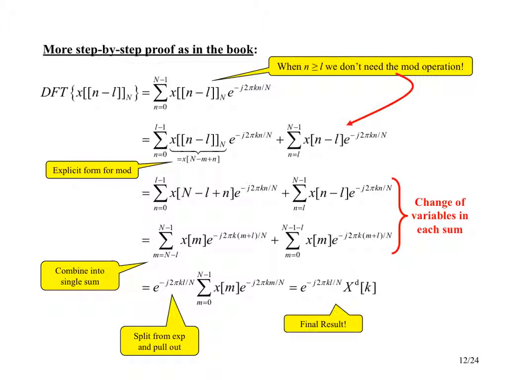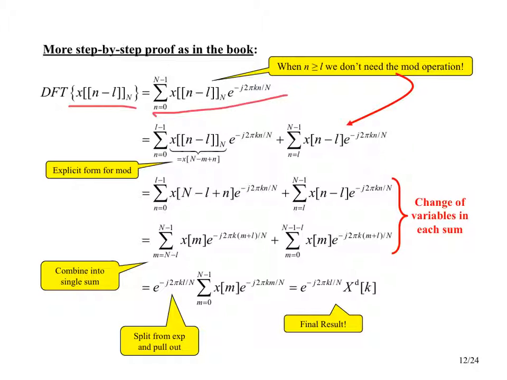And let's look at what the book did, a little more step-by-step proof. It works out exactly the same, but it's a lot more complicated than using the tricks that I just used. So they're going to start and prove it in the other direction. Notice that what we did was apply a linear phase and then see what happened. They're going to apply a circular time shift and see what happens to the DFT. So this is just by definition here.